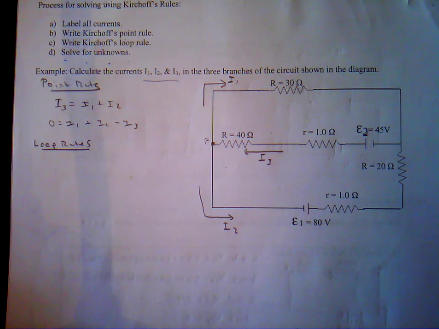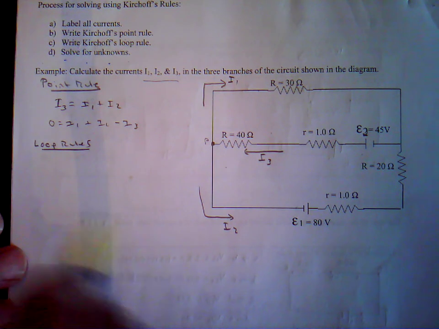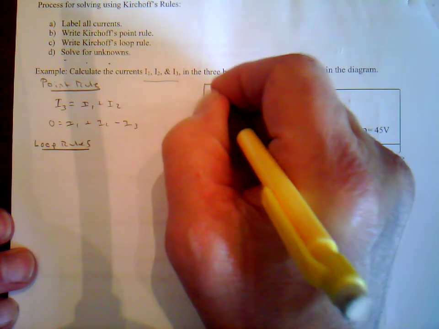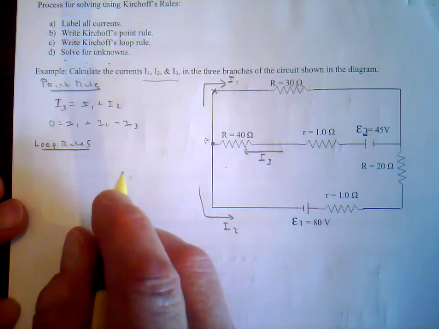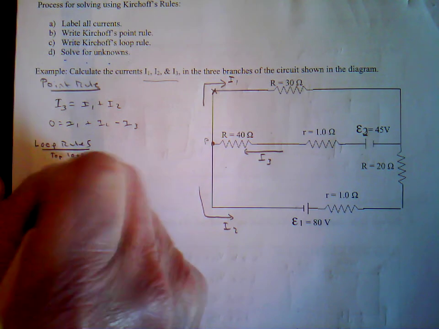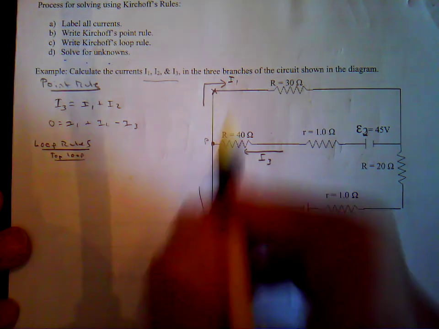And remember, in a loop rule, wherever you start and end up, you start and end up at the same place, the total voltages add up to be 0. I'm going to start right here with the top loop, okay? I'm going to do the top loop first. I'll put up here, top loop, so I don't forget which one I use. I'm going to start here.